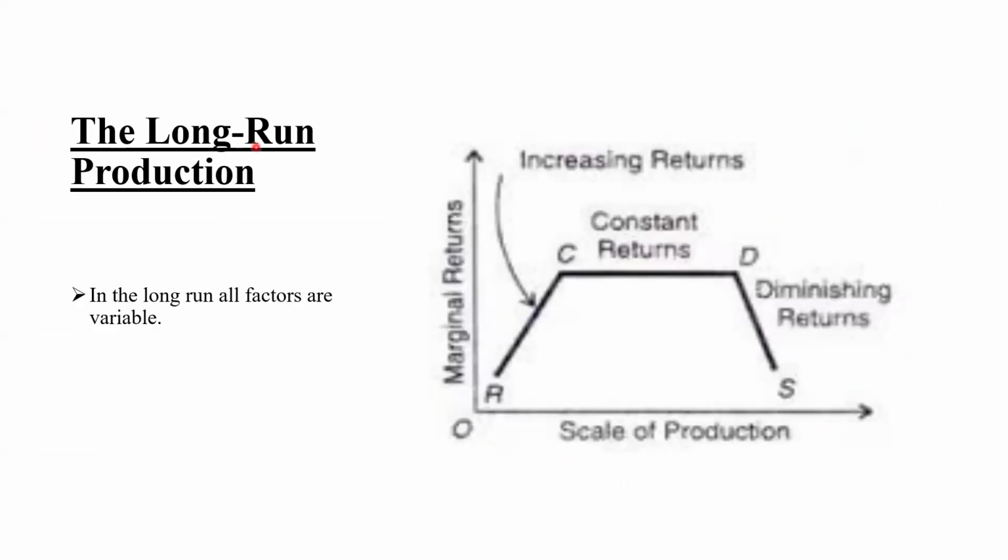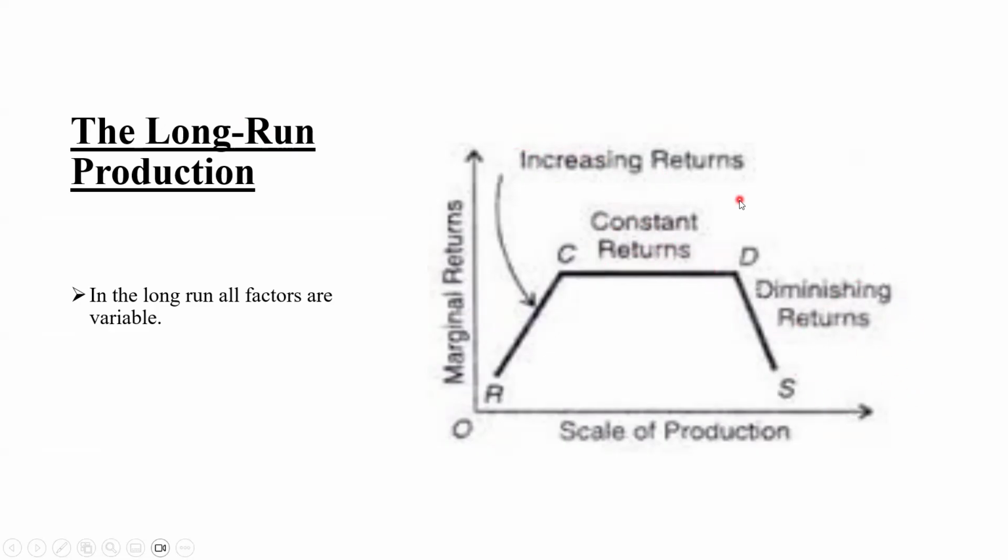So these are the returns to scale. The returns to scale show us the relationship between inputs and outputs. And there are 3 possible situations of returns to scale. We have increasing return to scale, constant return to scale, and diminishing return to scale.